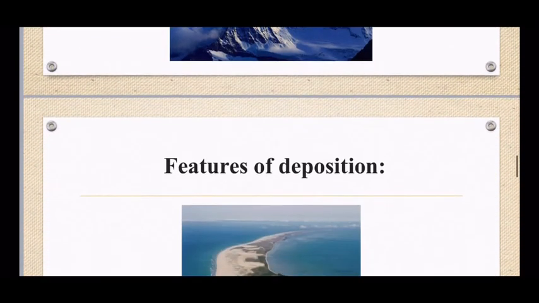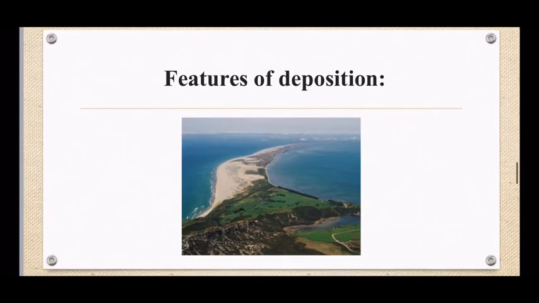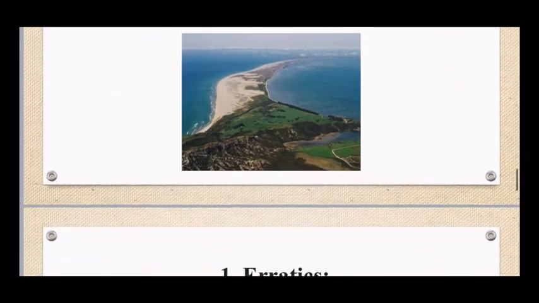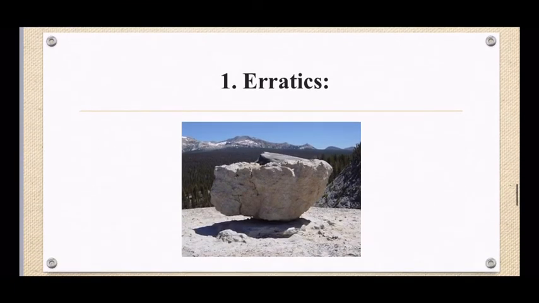Okay, moving on to the features of deposition, we will be having a look at another three. So the first one is erratics. So erratics are large boulders that were transported by glaciers and deposited somewhere else when the ice melted.